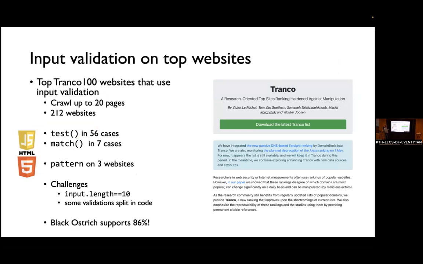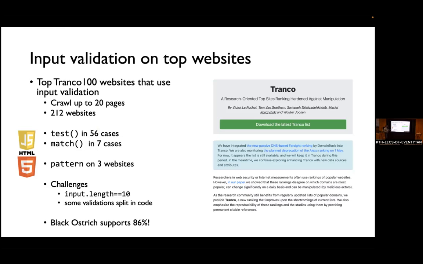Looking at top websites, it was interesting to see what kind of input validation they do. In this experiment, we look at 100 websites that actually have some form of input validation. Then we do some crawling, and look at what they actually do for input validation. It turns out that most of them use JavaScript-based validation, using the test method of the JavaScript regular expression object. In some cases, the pattern attribute was found in 3 websites. We still thought it was great to see some of that being used. Essentially, we can support 86 out of these 100.